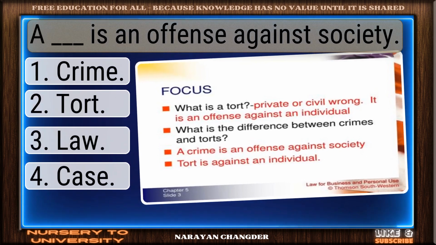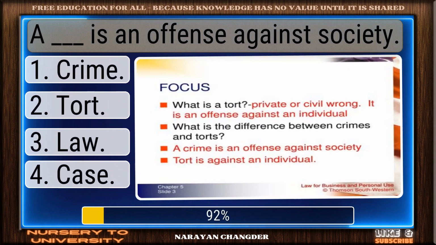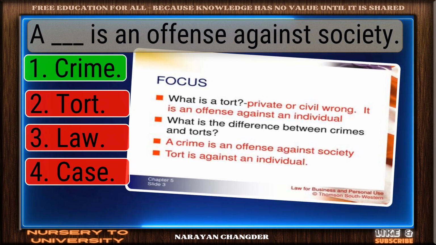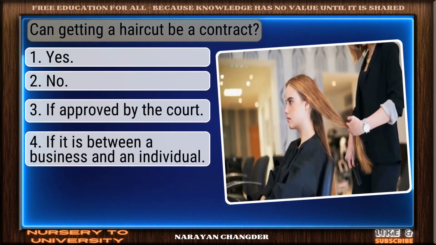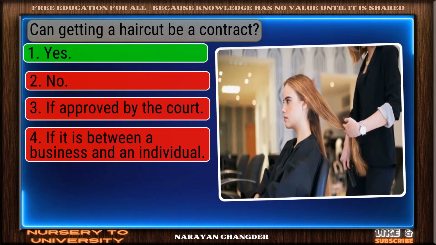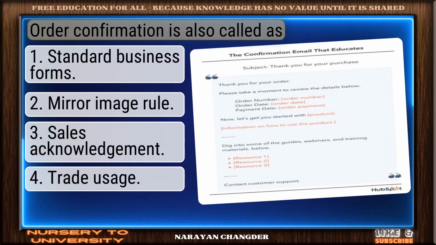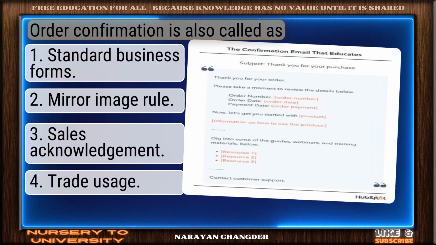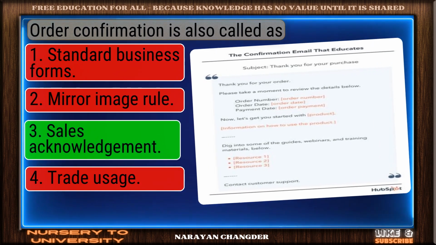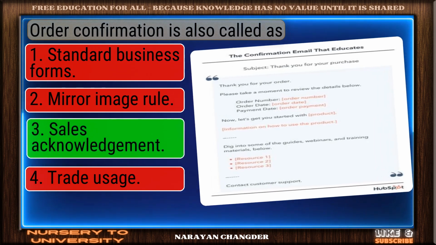A dash is an offense against society. Well reasoned. Crime is the correct choice. Can getting a haircut be a contract? Exactly. Yes, makes sense, and it is right choice. Order confirmation is also called as. Nice selection. Sales acknowledgement is the correct and valid answer.